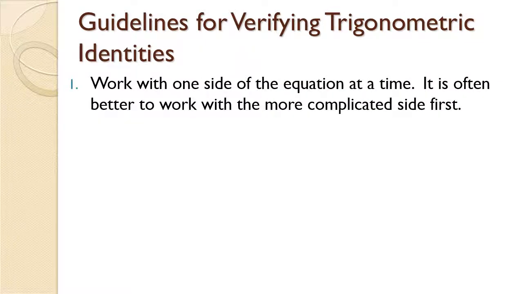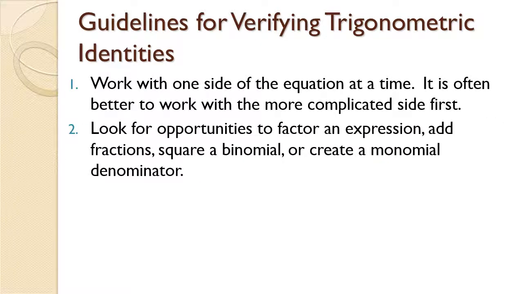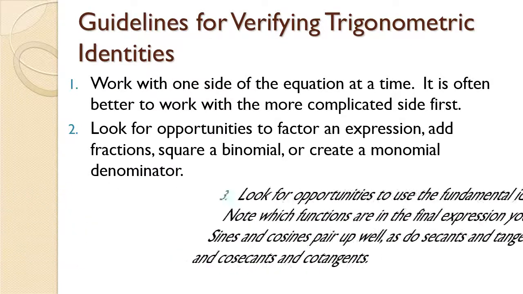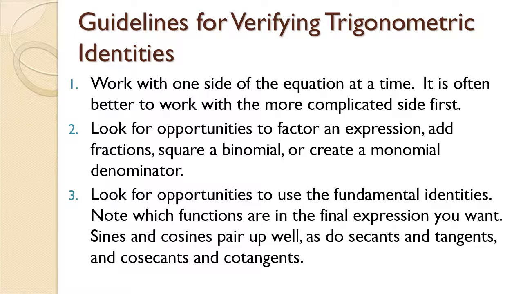The first thing you want to do is work with one side of the equation at a time, and it's usually better to start with the more complicated side first because a lot of times it's easier to make something complicated simpler than to go the other way around. Look for opportunities to factor an expression or to add fractions together or square a binomial or create a monomial denominator. Also look for opportunities to use your fundamental identities like the Pythagorean identities or the quotient identities.